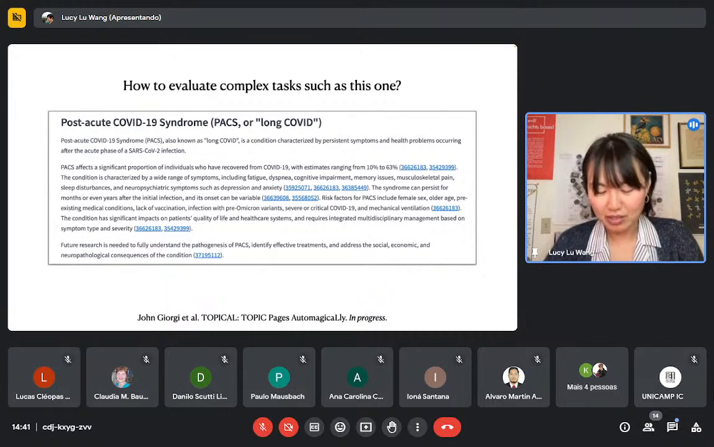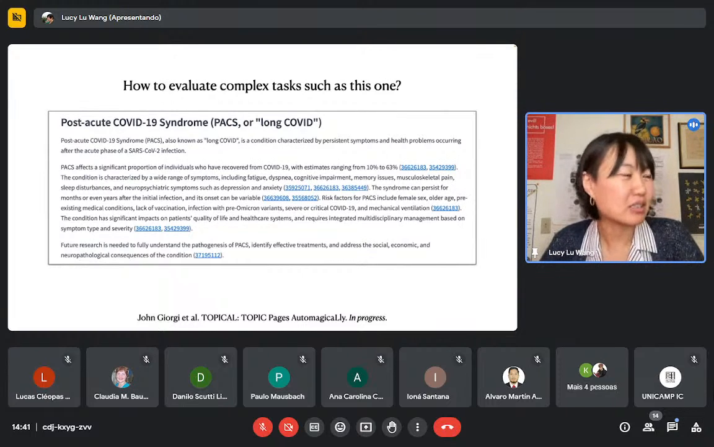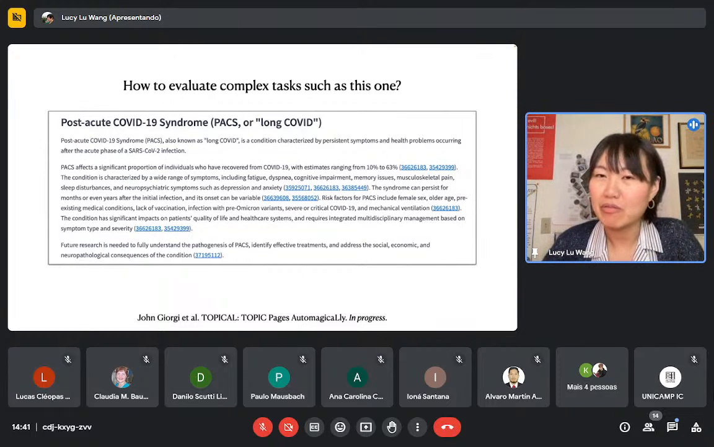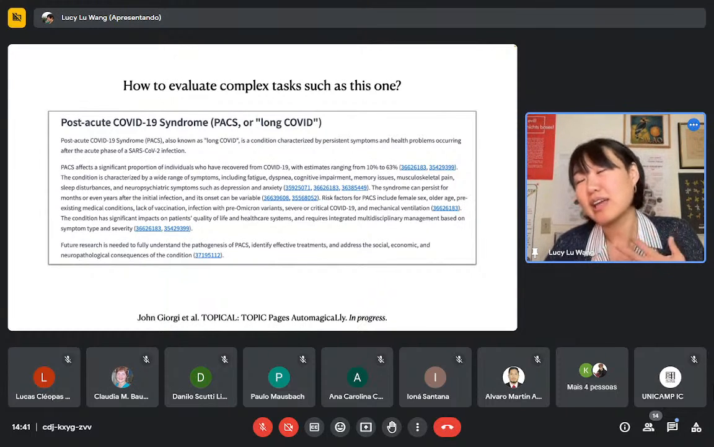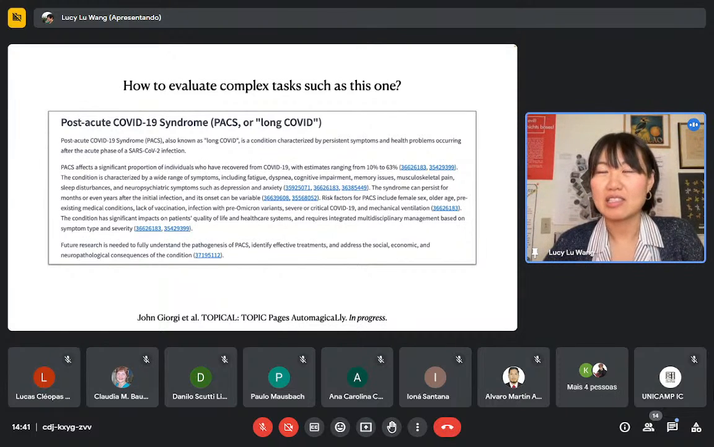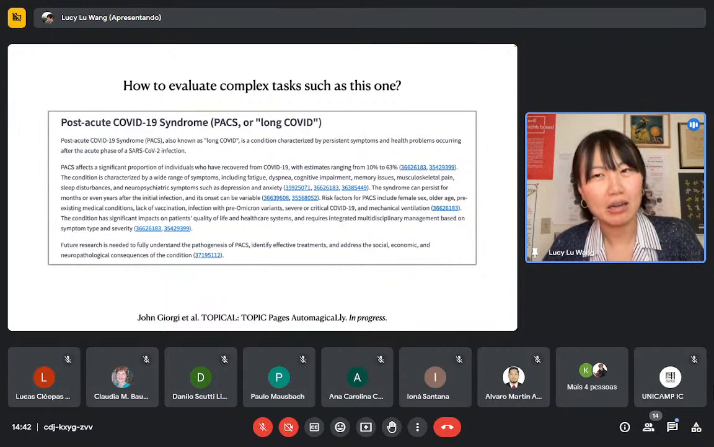So maybe a question that I'm more interested in finding the answer to than having an answer to is, how do we evaluate complex tasks such as this one? And I don't think that a lack of good evaluation means that we shouldn't study tasks like this. I think it's just a barrier to figuring out how to move forward on a task like this.